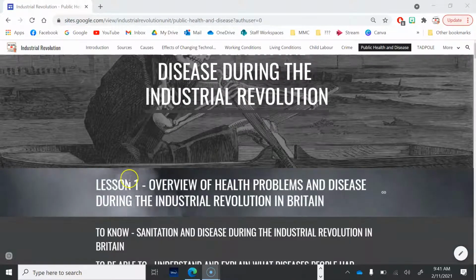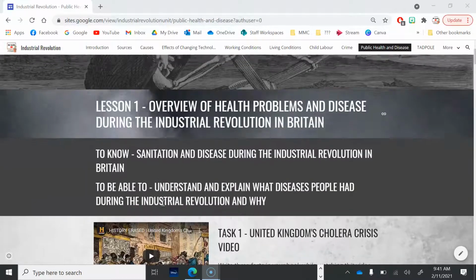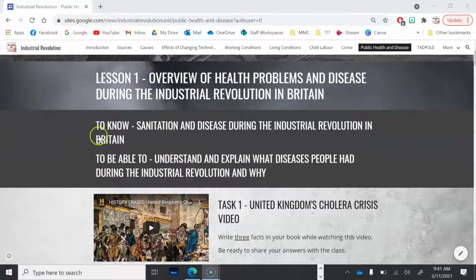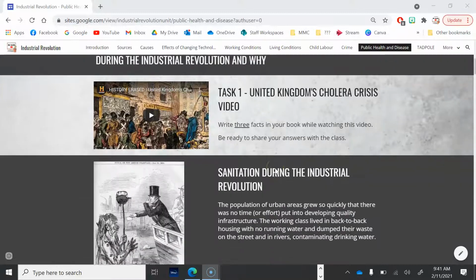We are starting lesson 1, so we're going to do an overview of the health problems and diseases during the Industrial Revolution in Britain. So your learning attention and success criteria: by the end of this lesson you need to know about sanitation and disease during the Industrial Revolution in Britain, and you need to be able to understand and explain what diseases people had during the Industrial Revolution and why.